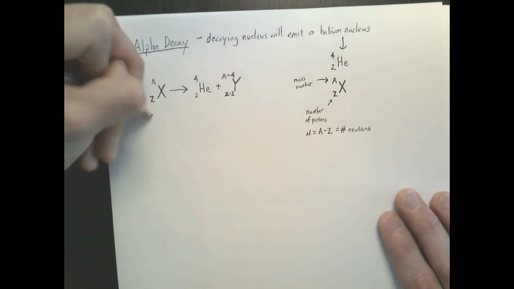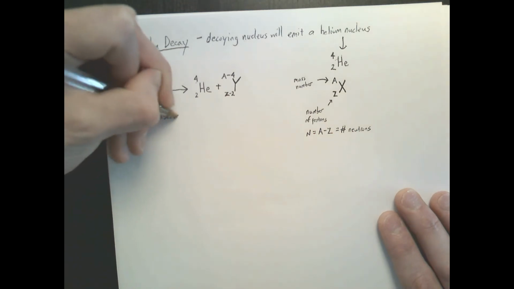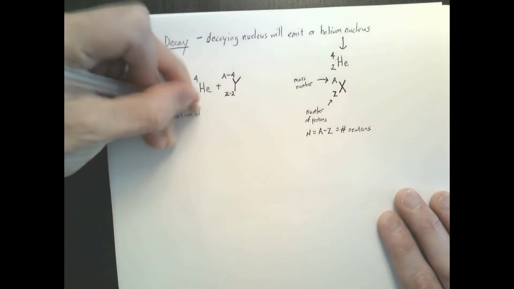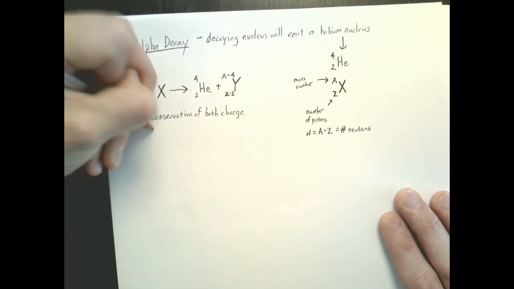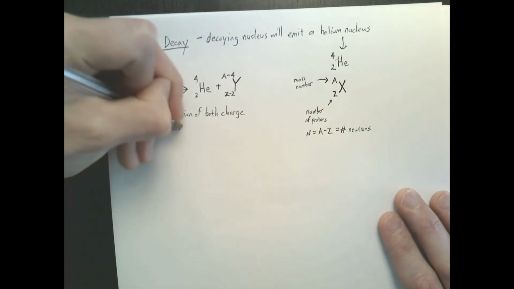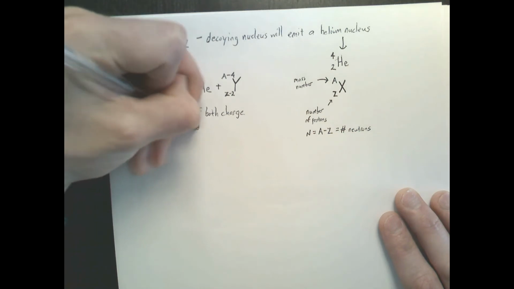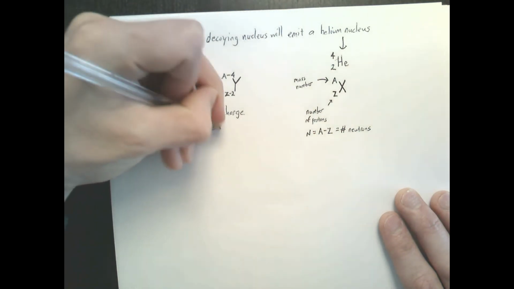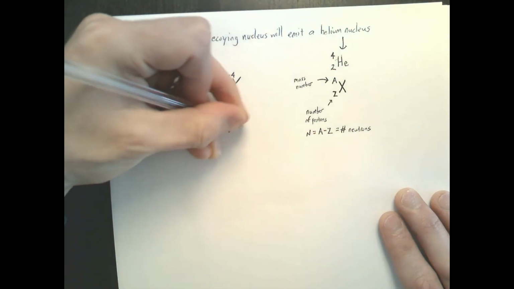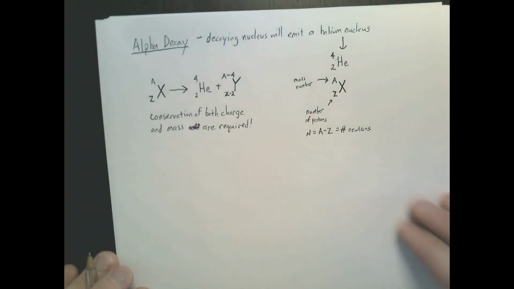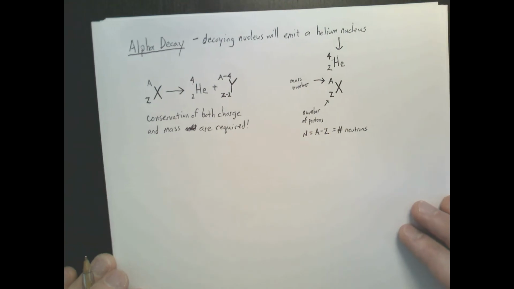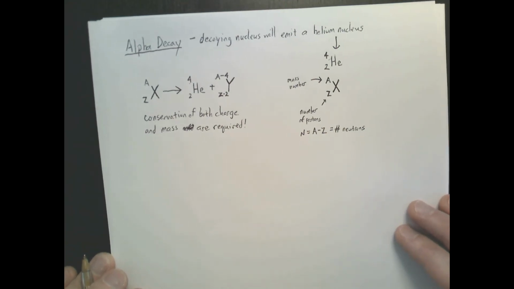So here we have conservation of both charge and mass required. And that's true for any kind of nuclear decay, as we're going to see. So when we are balancing nuclear equations, just like when we balance equations in chemistry, we have to make sure all the numbers add up on both sides.